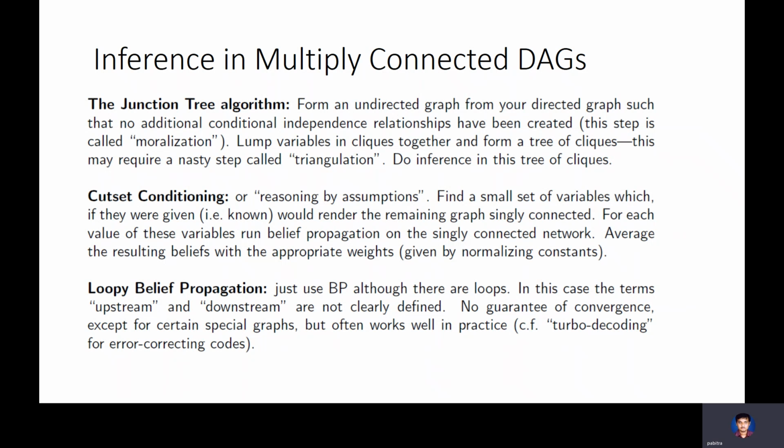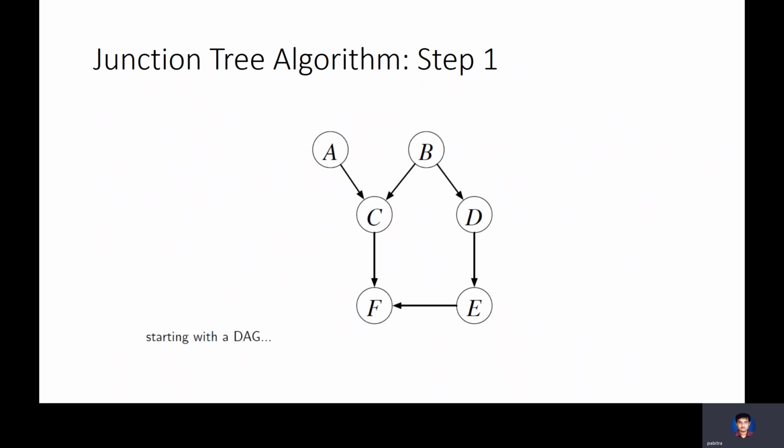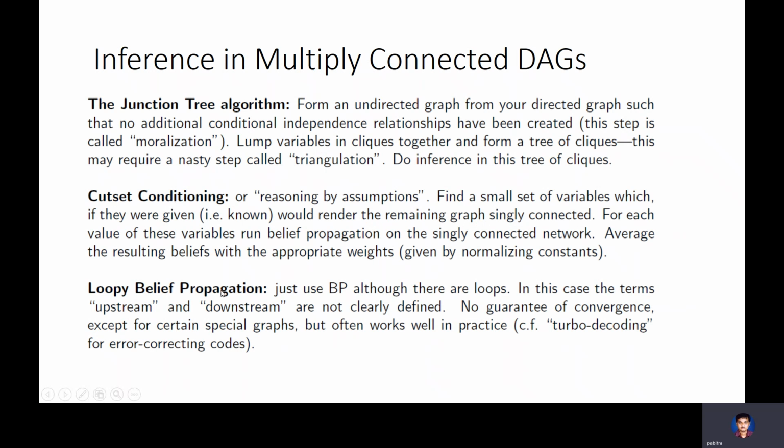Okay, in fact, there is a very nice similarity of this to error correcting codes and the turbo decoding method that is sometimes used in data compression and other things. Okay, so I'll only deal with the first algorithm. Loopy belief propagation is basically belief propagation run over loops. Cut set conditioning requires knowledge of more advanced algorithms. I'll not go into it.